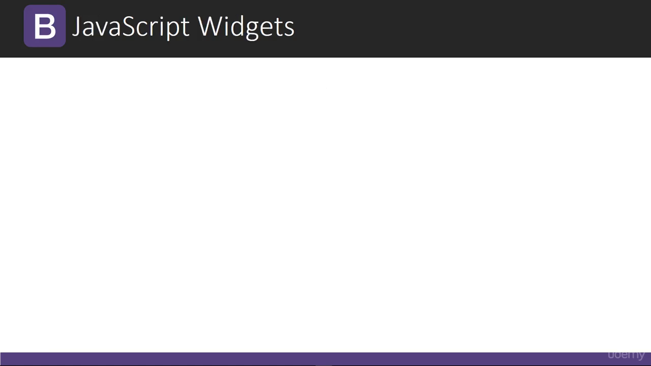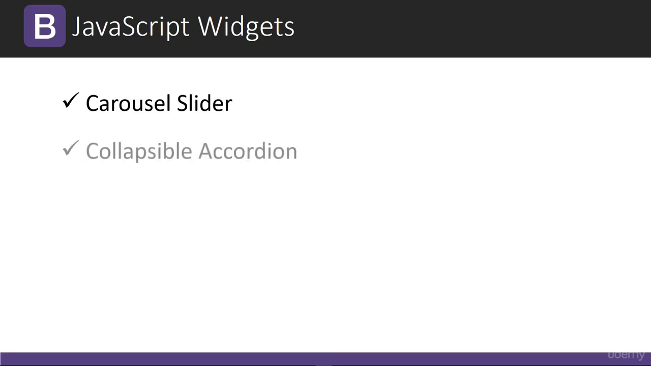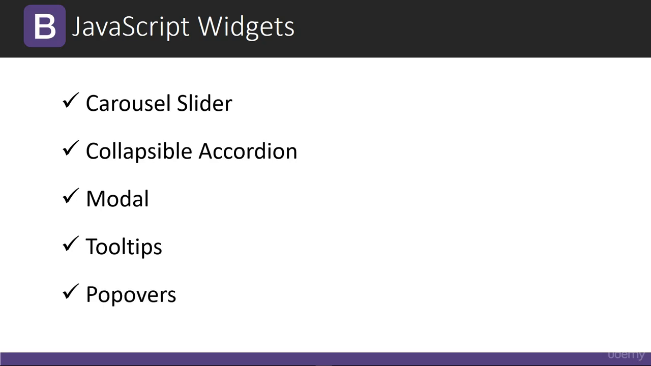All right, we also have some JavaScript widgets, such as a carousel slider, which is basically like an image or a content slider, a collapsible accordion, which is a menu where we can click on and have some content just kind of slide out from underneath. We also have modals, which are like pop-ups where you can put text and you can put forms and things like that. Tooltips, which, you hover over something and a nice tooltip fades in. Popovers, which are very similar to tooltips but a little nicer looking. So these are some things that are included with the Bootstrap JavaScript.